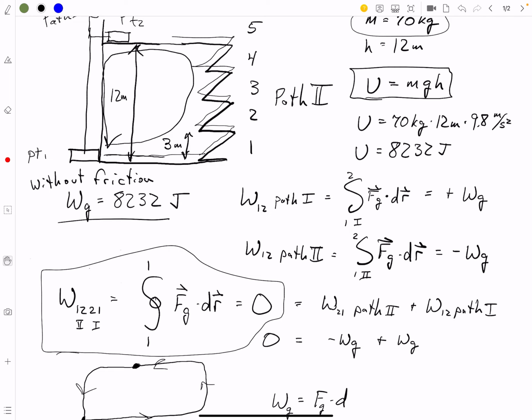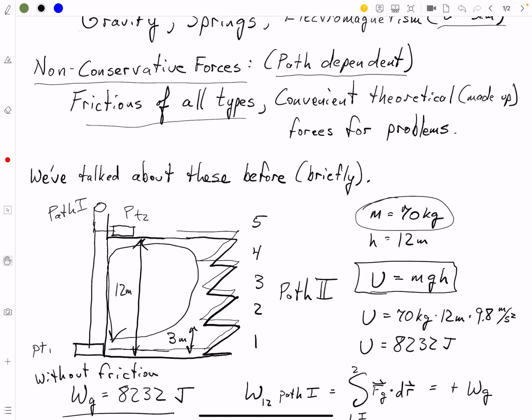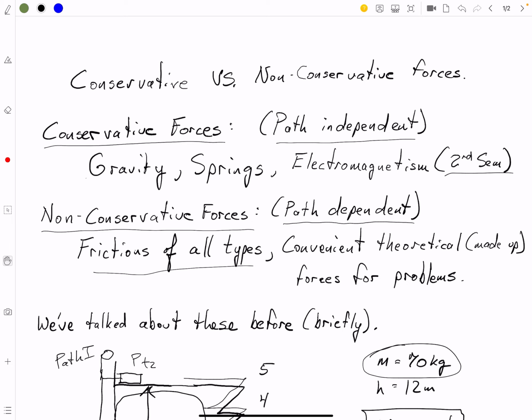So that is our little discussion on path dependent versus path independent. But anytime somebody says path dependent, you know that they're talking about a non-conservative force. And anytime somebody says it's a path independent force, you know that they're talking about a conservative force. And examples would be gravity, springs, electromagnetism. There's the strong and the weak force, and whatever. We don't need to talk about those because we're not going to work ever with those until we get to modern physics.